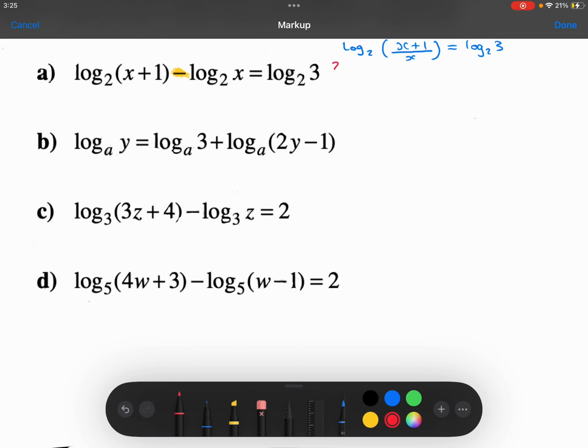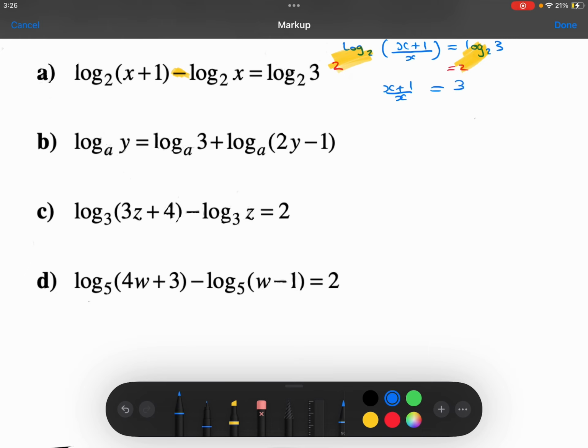so I can do 2 to the power of everything on the left-hand side is equal to 2 to the power of everything on the right-hand side. These are inverse functions, so cancel out and just leave me with the x plus 1 over x. And on the right-hand side, again, these are inverse functions, so cancel out and just leave me with the 3.